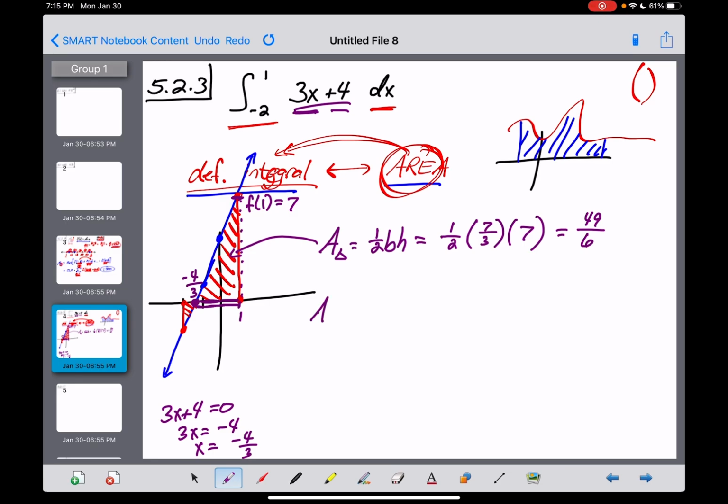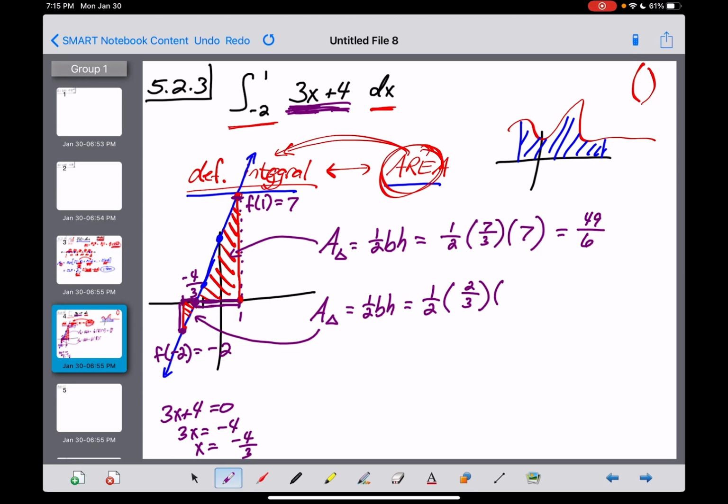Now what we also have to do, though, is find the area of the triangle down here on the bottom. So again, area of a triangle is 1/2 times its base times its height. So that's going to be 1/2 times a base right here from -2 to -4/3. That's a base with a length of 2/3. And the height comes from evaluating this function right here at -2. So f of -2, going back to the original function, 3 times -2 is -6, plus 4 is -2. Now, you can approach this in one of two different ways.